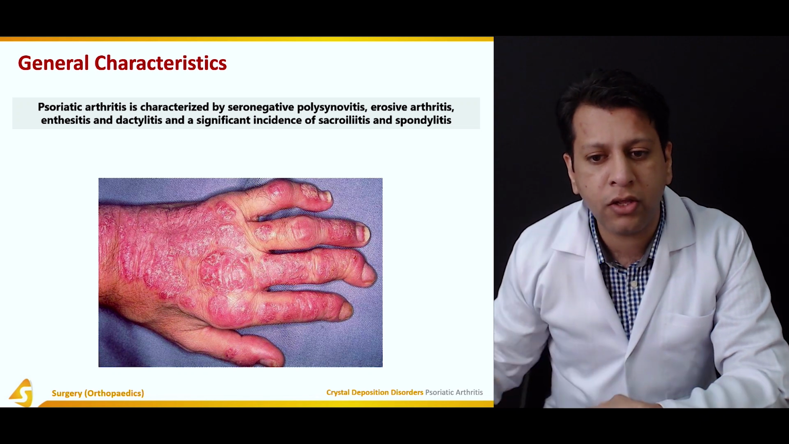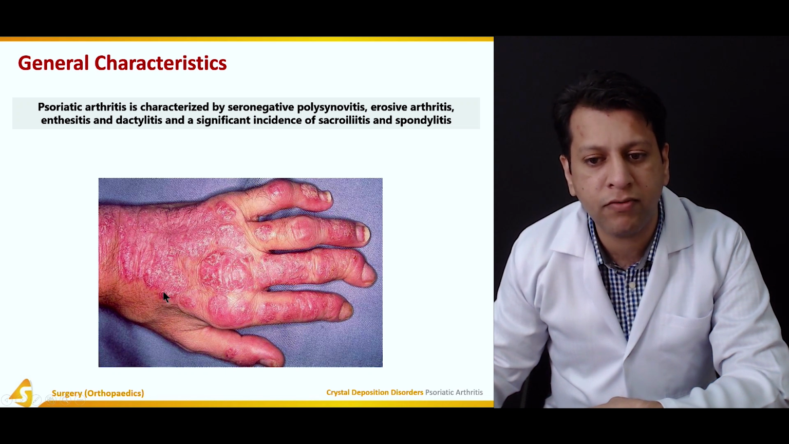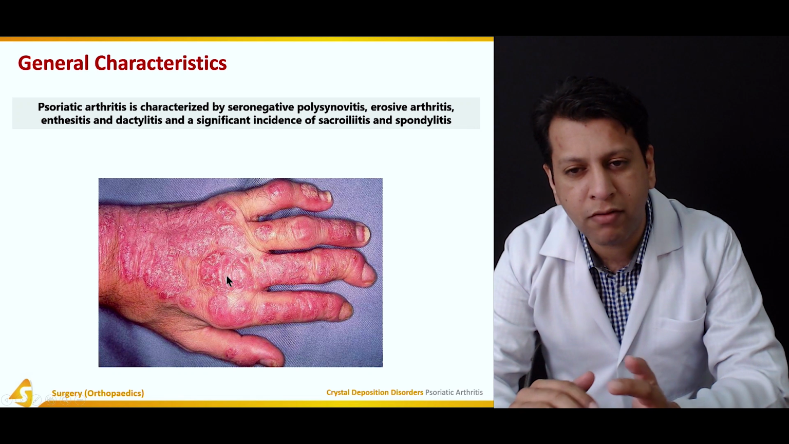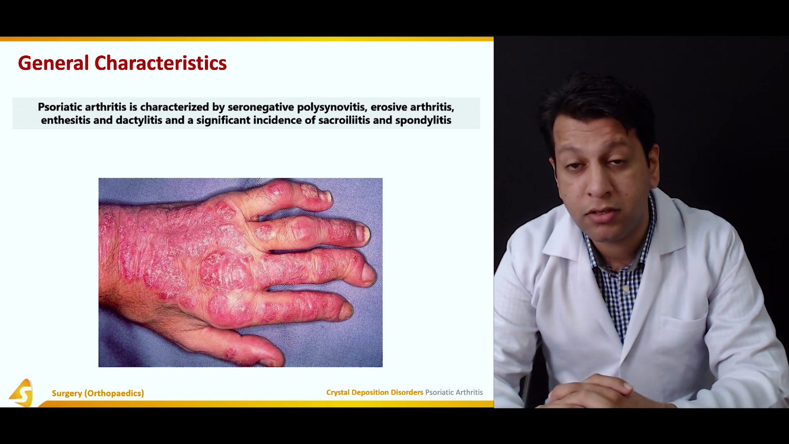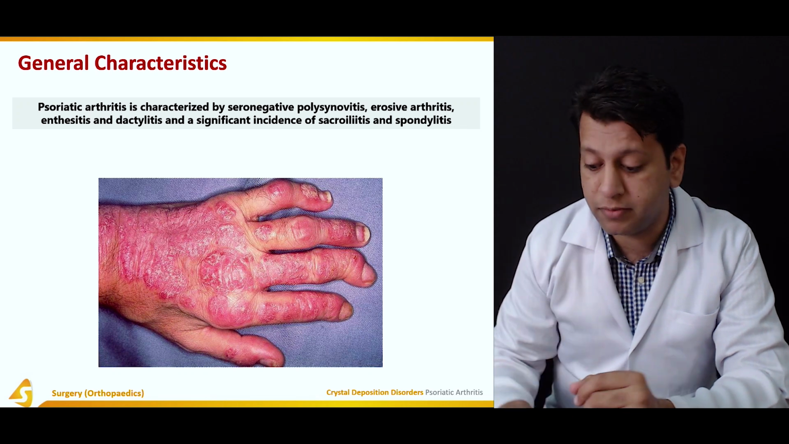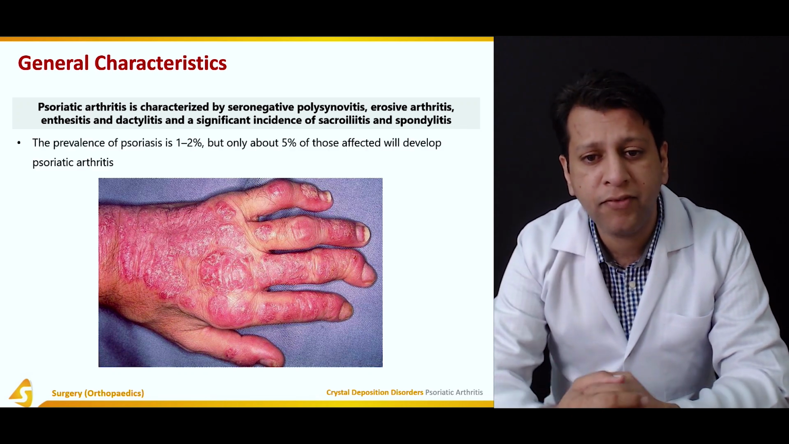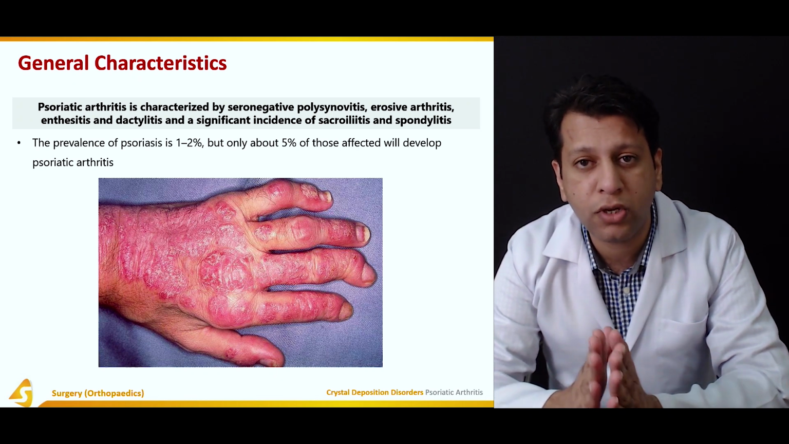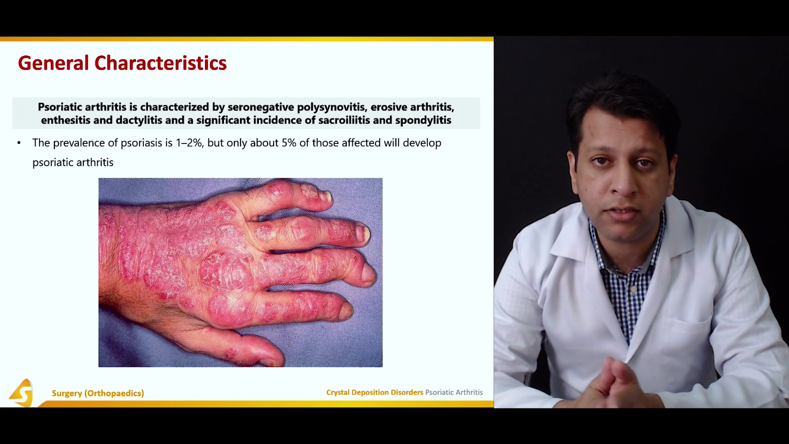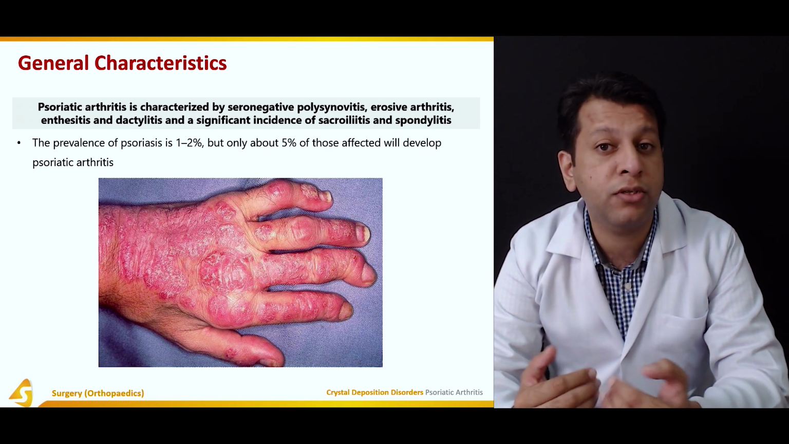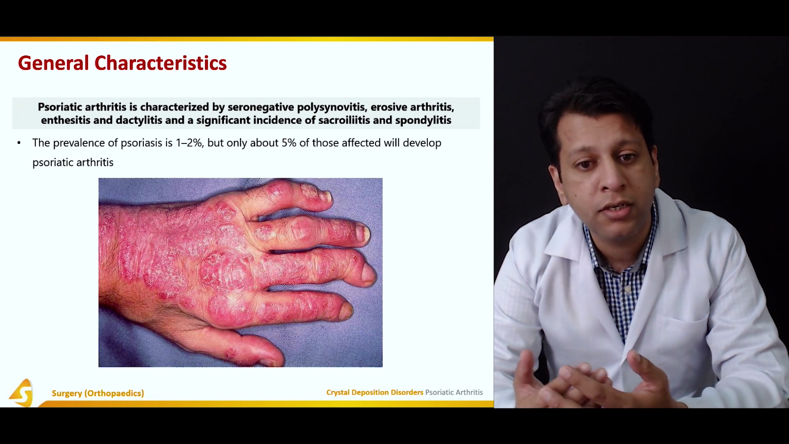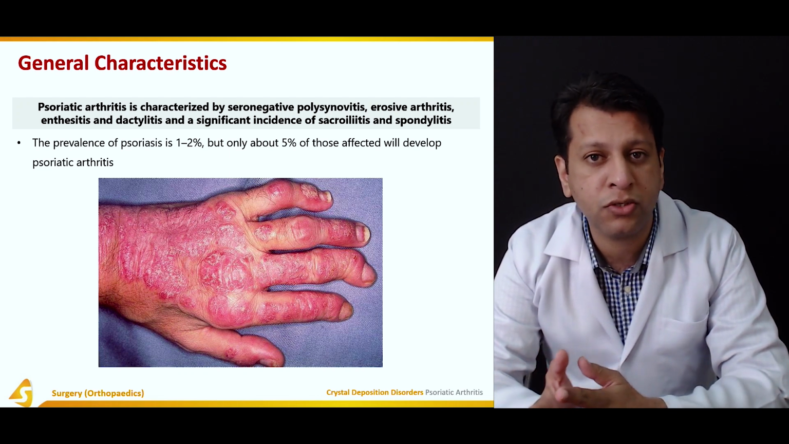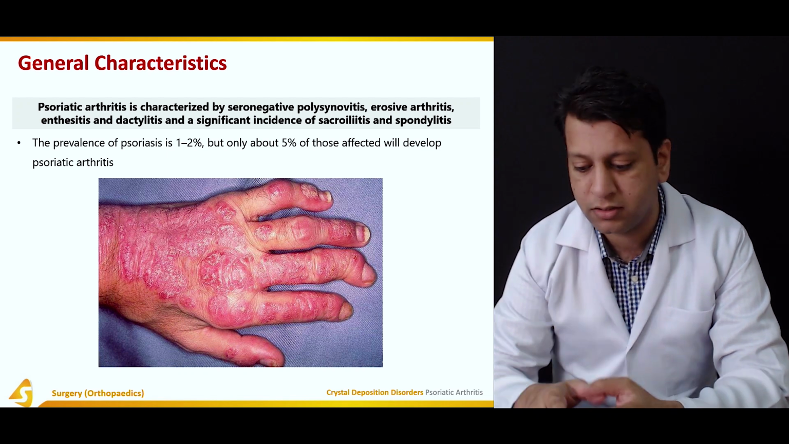If you see it over here, this is a classical picture of psoriasis, and the reason I mentioned it is the silvery scale lesions. If you see, it's quite pink and silvery scaly lesions are present, which resemble the scales of a certain type of fish. The prevalence of psoriasis is 1 to 2%, but only 5% of those affected will develop psoriatic arthritis. Now there's a difference. Having psoriasis does not mean you will get psoriatic arthritis. There is a very small population of patients with psoriasis who are already on multiple medications that eventually develop a complication of psoriasis resulting in psoriatic arthritis.